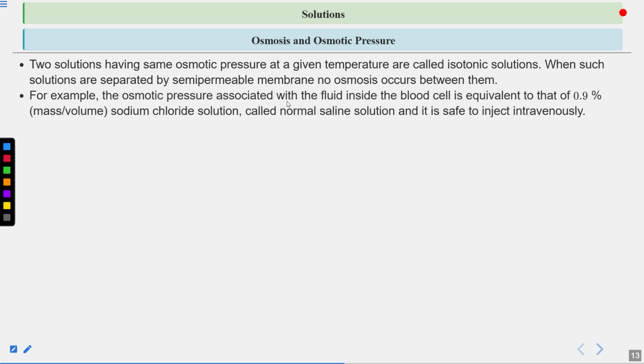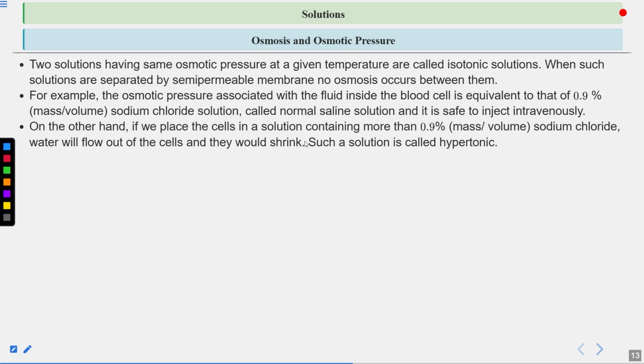For example, if you take two compartments, in the first you are filling the blood, which is equivalent to that of the 0.9% sodium chloride solution. So on one side you keep the blood cells, on the other side you keep the 0.9% sodium chloride solution. Then you will see that there is no net flow because both have the same osmotic pressure.